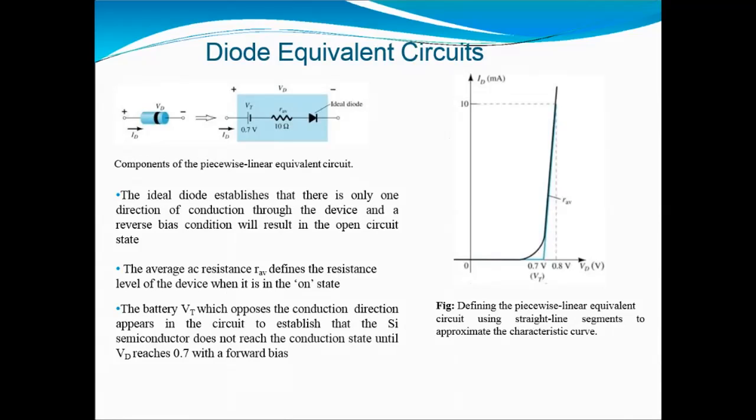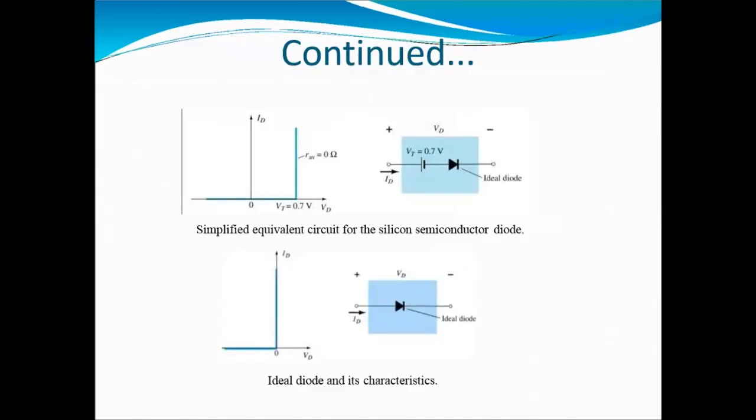The average AC resistance, or small average resistance, defines the resistance level of the device when it is in the on state. The battery VT, which opposes the conduction direction, appears in the circuit to establish that the silicon diode semiconductor does not reach the conduction state until VD reaches 0.7 volts with a forward bias. So 0.7 volt means the cutting voltage, the diode voltage across it. Next, here is the simplified equivalent circuit for the silicon semiconductor diode.